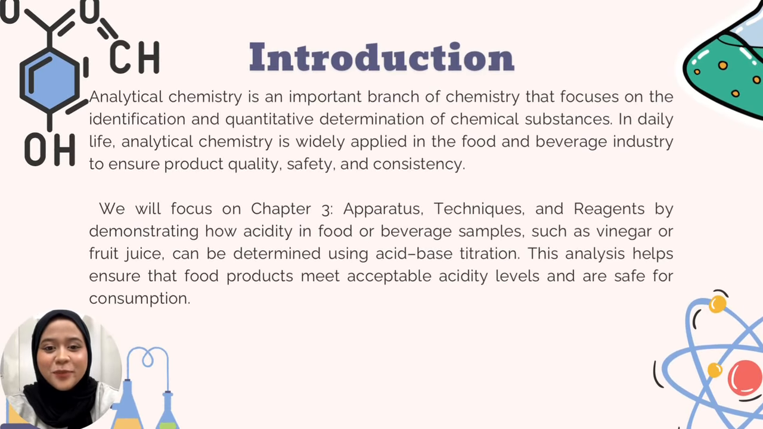Analytical chemistry is an important branch of chemistry that focuses on the identification and quantitative determination of chemical substances. In daily life, analytical chemistry is widely applied in the food and beverage industry to ensure product quality, safety, and consistency. We will focus on Chapter 3, Apparatus, Technique, and Reagents, by demonstrating how acidity in a food or beverage sample, such as vinegar or fruit juice, can be determined using acid-base titration. This analysis helps ensure that food products meet acceptable acidity levels and are safe for consumption.